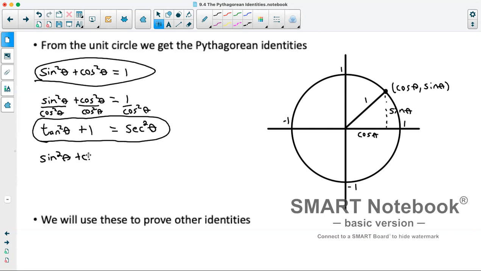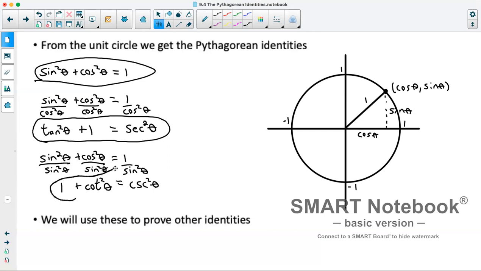And to get the third, we're once again going back to the original one of sine squared theta plus cos squared theta equals 1. And instead of dividing by cos squared, we're going to divide everything by sine squared theta. So sine squared over sine squared is 1, plus cos squared over sine squared is cotangent squared theta, equals 1 over sine squared, so that's cosecant squared theta. So these are our 3 Pythagorean identities.